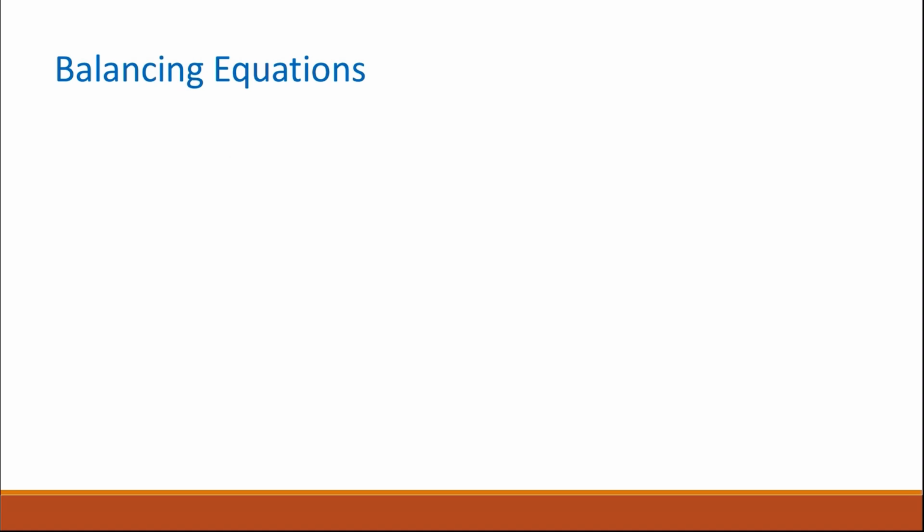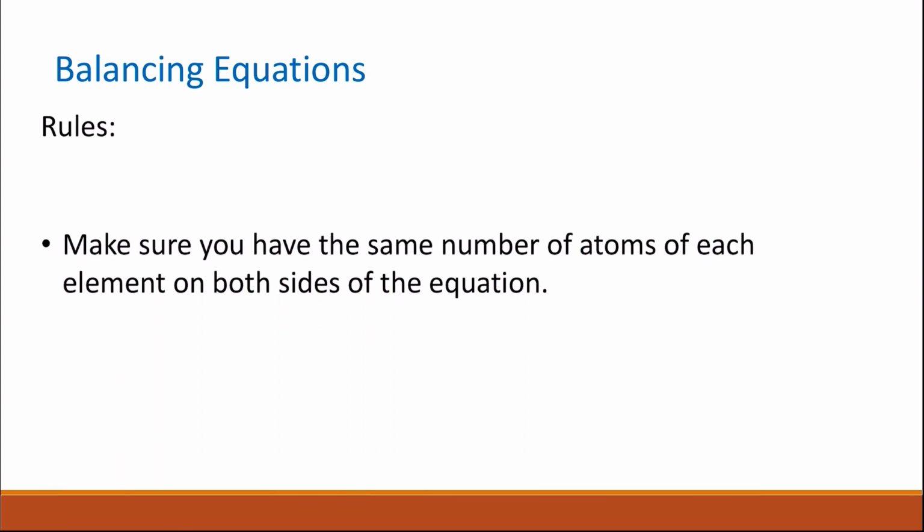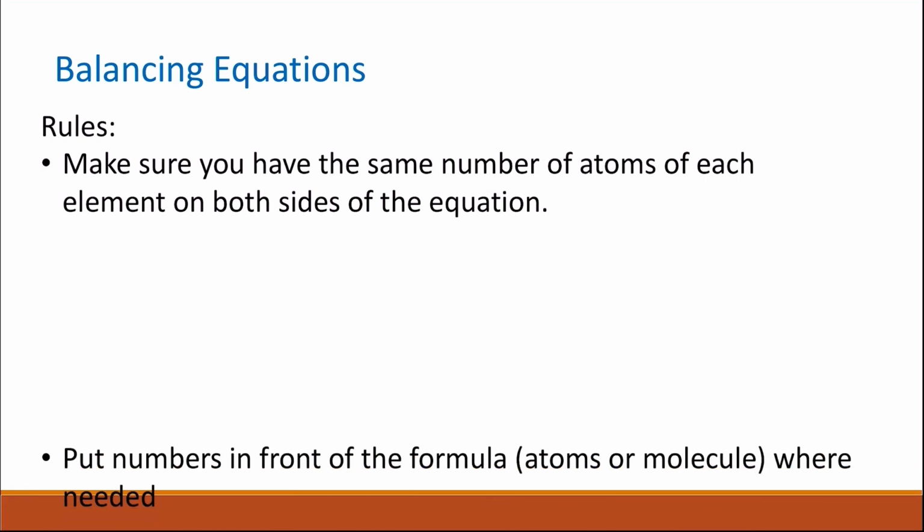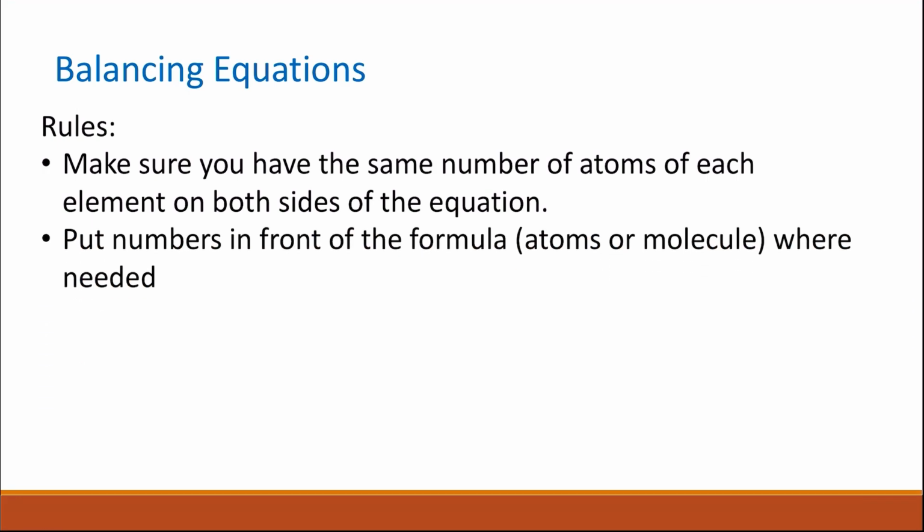Balancing equations. There are simple rules that we should follow when we try to balance an equation. Balancing equations means that all the atoms have to have the same number on both sides of the equation. So for any element, the number of atoms has to be exactly the same. And then you would put numbers in front of the formula. This formula could be an element or an atom like zinc as we've seen, or it could be a molecule like oxygen or like zinc oxide.